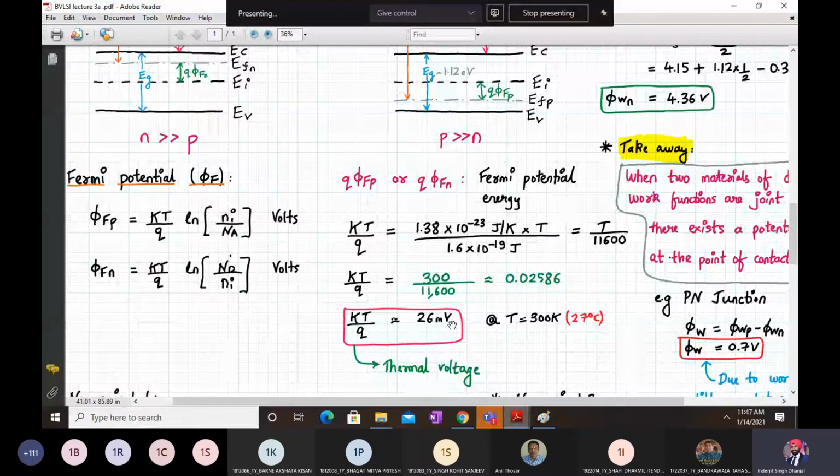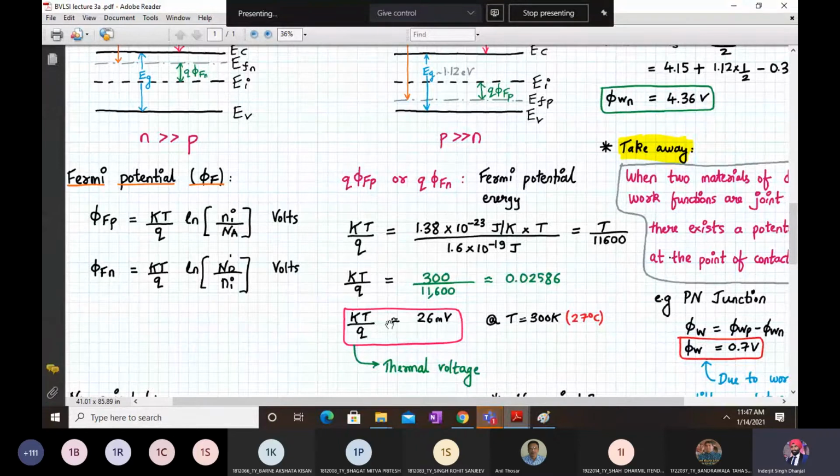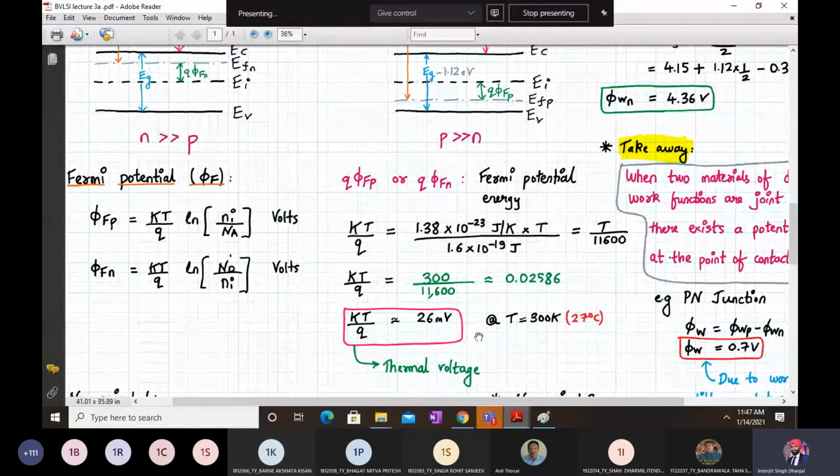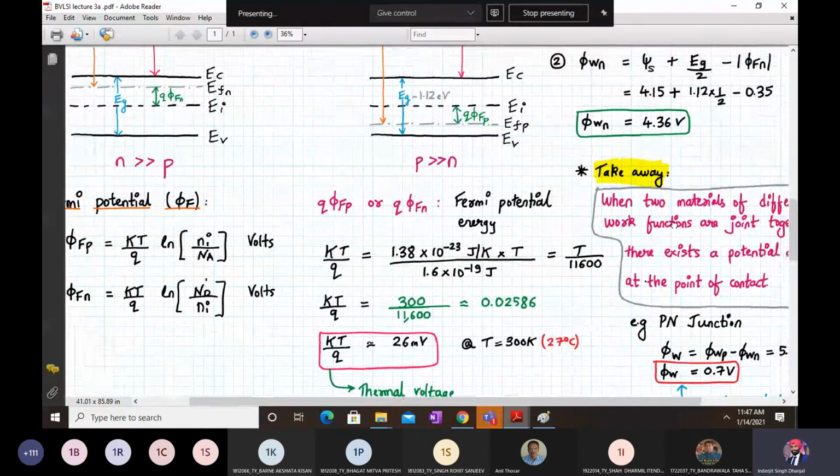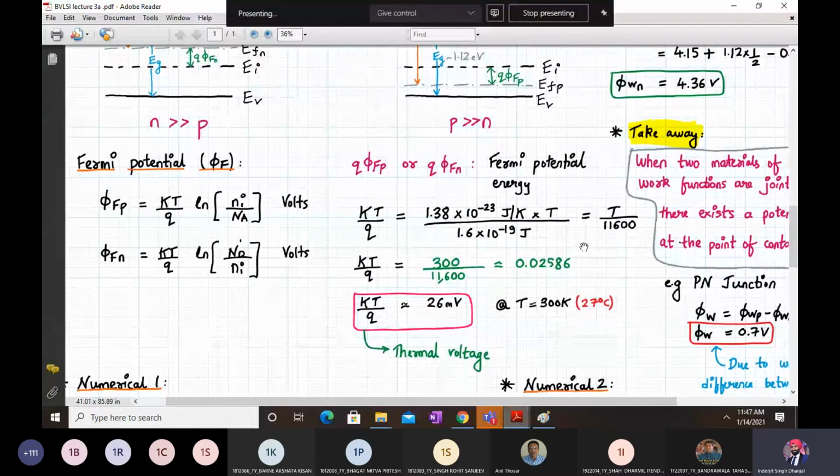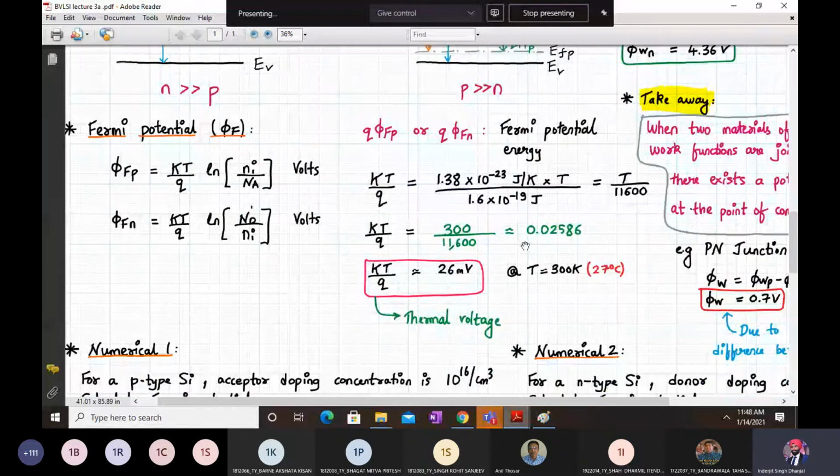From now on, whenever you see this kT by Q, and if the room temperature is mentioned or no temperature is mentioned, you have to consider it to be 26 millivolt. If they mention the temperature, you have to calculate kT by Q with this formula, T divided by 11,600. So you have to note it down. Good. You can get different numbers, like 0.25875, but more or less it is near this value. So you can consider it approximately equal to 26 millivolt.